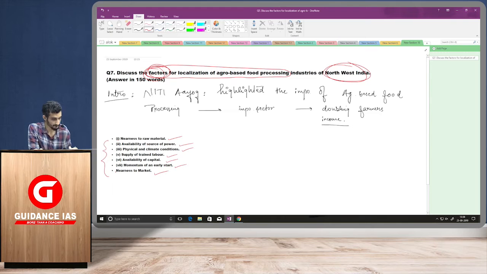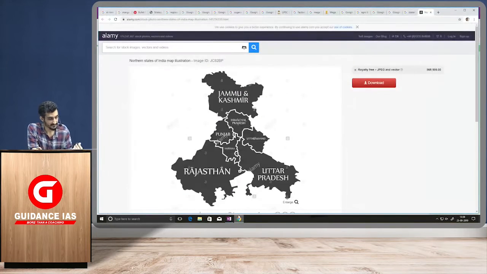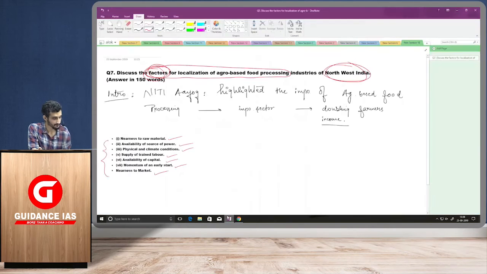So first we need to draw a map of Northwest India. These are the states which will come in our Northwest region. So we can make a good map and we can box it. Then moving ahead, we can define and give more substantiation to our factors, like nearness to raw material. We can see the development of different mega food parks in Punjab, in Rajasthan, in Haryana are due to the nearness to raw materials.